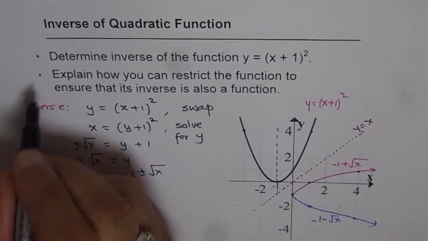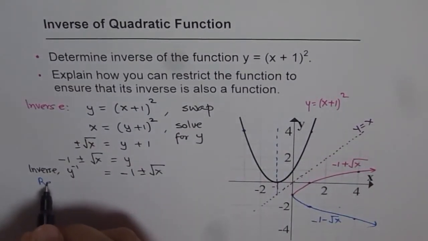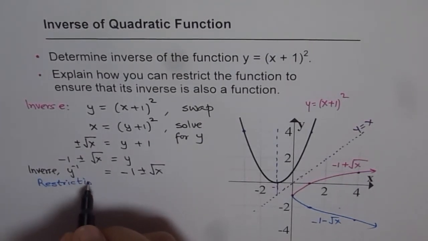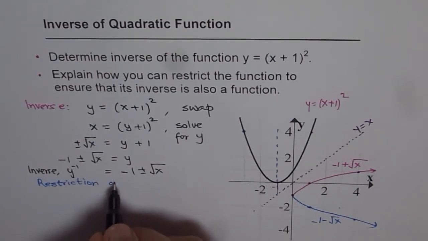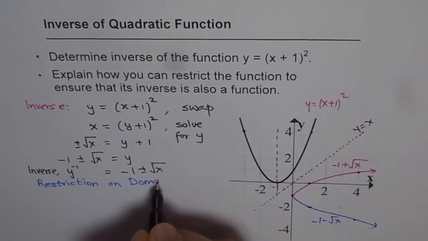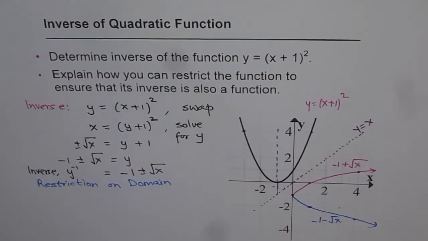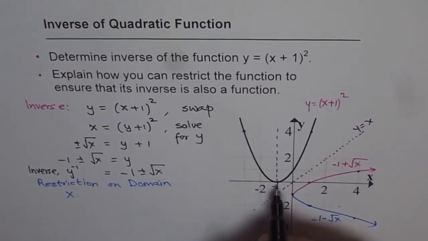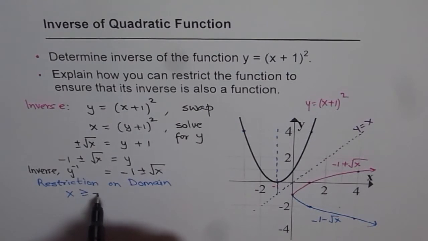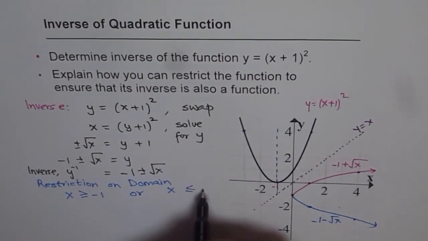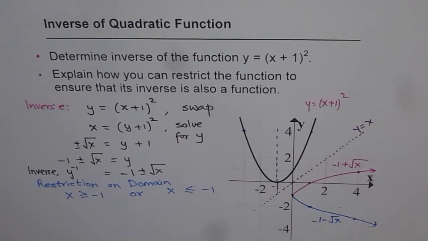Now answering the next part, that is restriction, right? How can we restrict the domain of the function? The restriction on domain will help us to ensure that the inverse is also a function. So the restriction could be that we could have x greater than or equal to minus 1, or we could do x less than or equal to minus 1. Either one could help us, right?